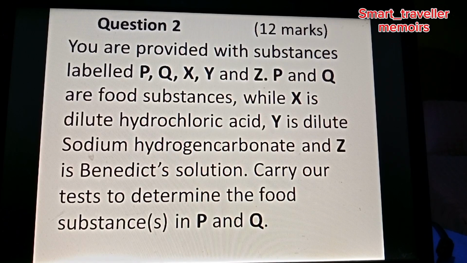Question 2. You are provided with the substances P, Q, X, Y, and Z. P and Q are food substances, while X is dilute hydrochloric acid. Y is dilute sodium hydrogen carbonate, and Z is Benedict's solution. Carry out tests to determine the food substances in P and Q. Food tests.